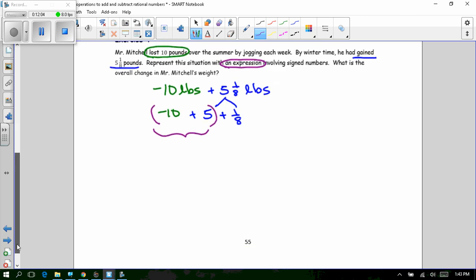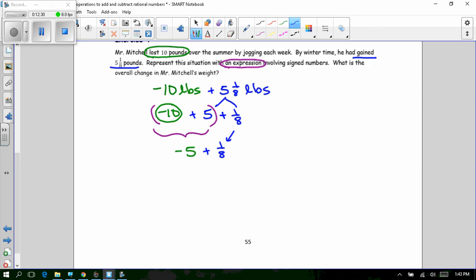Okay, -10 plus 5. When the signs are different, you actually subtract. And which one's bigger? Yeah, 10 is bigger, so the answer is -5. So I have -5 plus the 1/8, and the 1/8 is positive. Okay, now here's the problem. I don't have a fraction over there with that -5.